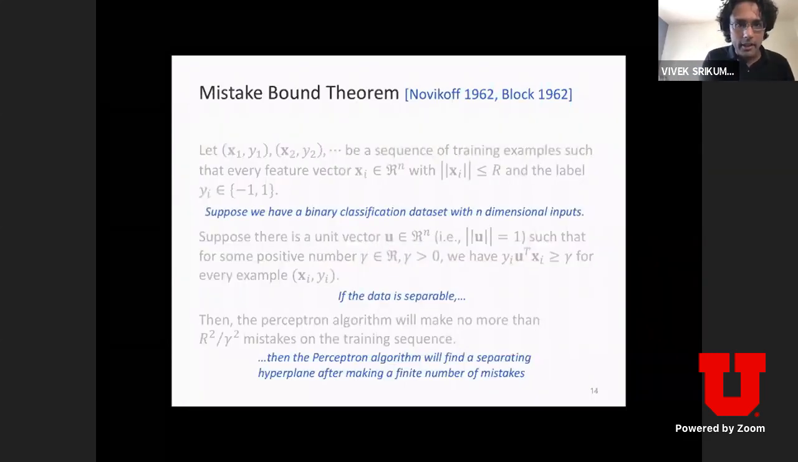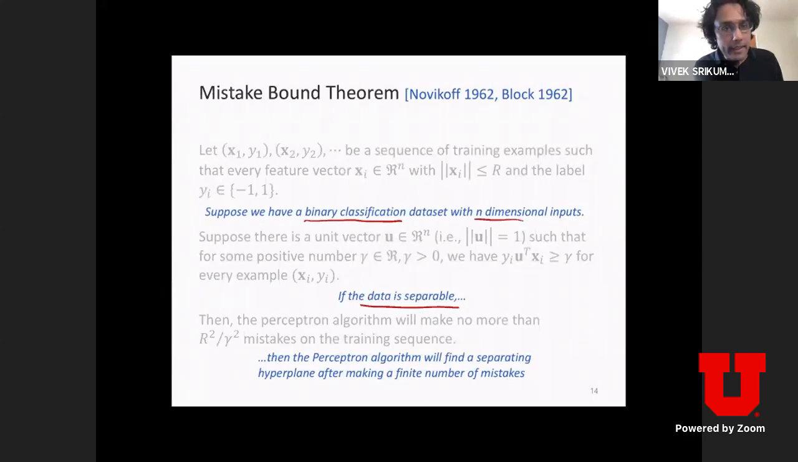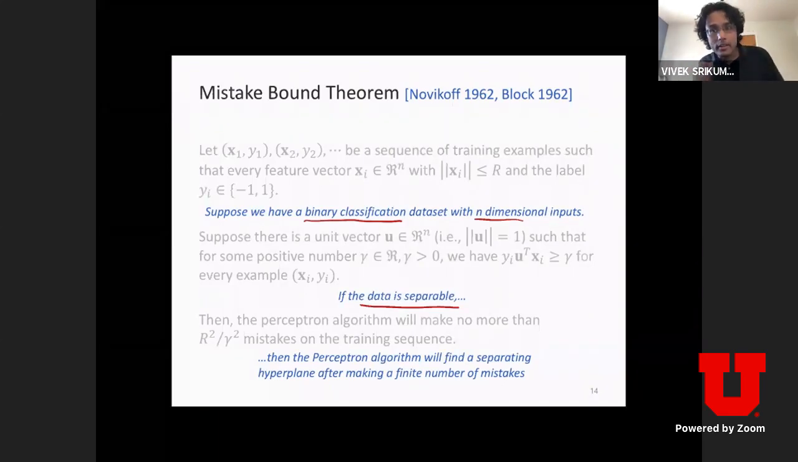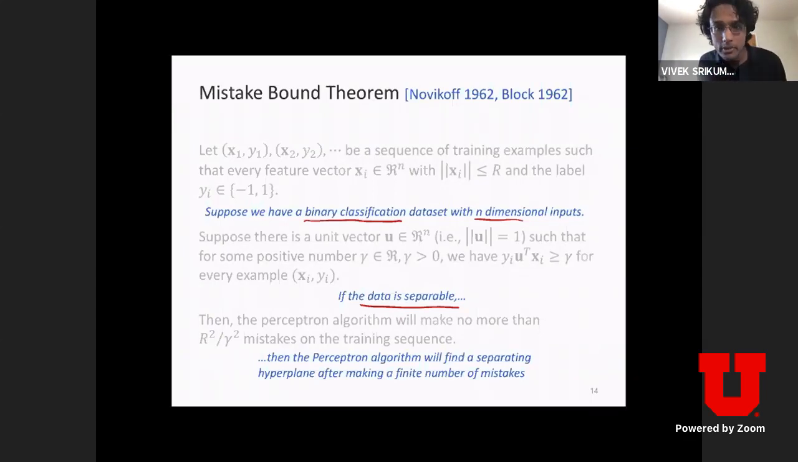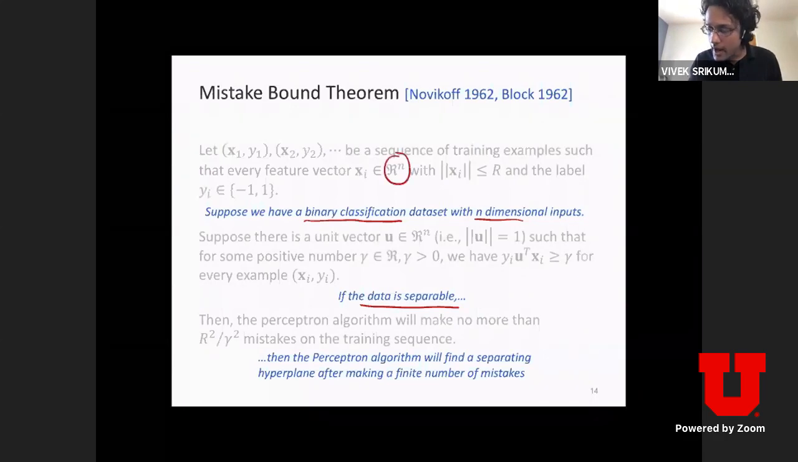But what the mistake bound theorem is saying is, suppose you have a binary classification data set with n-dimensional inputs. If the data is linearly separable, then the perceptron algorithm will find a separating hyperplane after making only a finite number of mistakes. It doesn't matter how much data you have. It doesn't matter whether there's an adversary who's carefully ordering the examples that forces the algorithm to make mistakes. The perceptron algorithm will not make more than a finite number of mistakes, related to the point that came up during our mistake bound lecture, even though the problem involves real valued features and the hypothesis space is continuous. There are only a finite number of mistakes to be made.